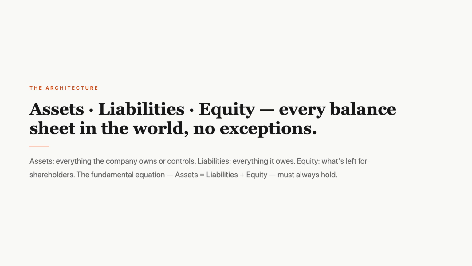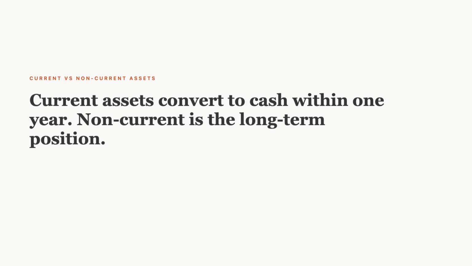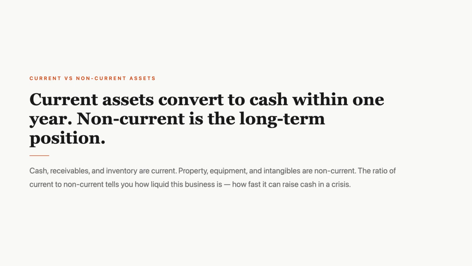Assets are divided into two categories based on how quickly they can be converted to cash. Current assets are liquid within the next 12 months. Cash itself, accounts receivable, which is money customers owe but haven't yet paid, and inventory held for sale. Non-current assets are the long-term holdings, property, equipment, patents, and goodwill from acquisitions. The reason this time distinction matters is liquidity, whether the company can access its assets quickly enough to meet obligations when they come due. A company can have millions in assets on paper and still run into trouble if none of those assets are accessible in the short term.